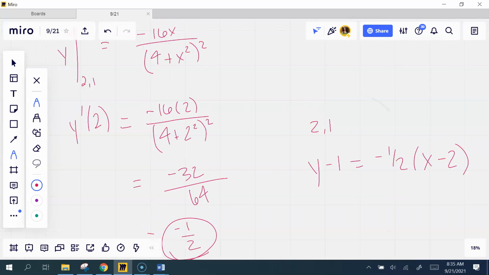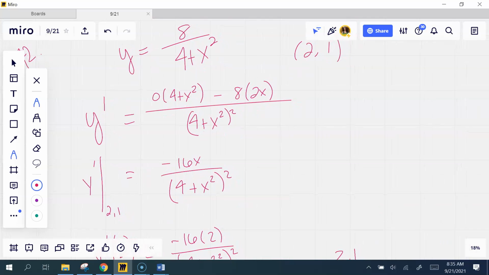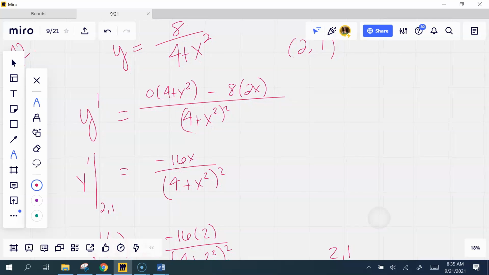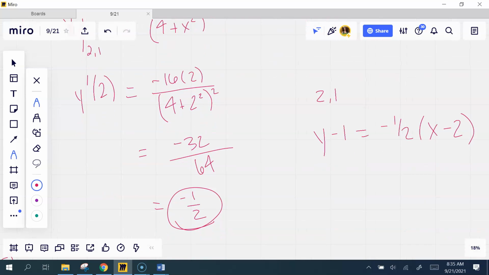Do you plug in the original value after you find the derivative? So you don't have to do the bottom portion of this equation. Like when it's 4 plus x squared, you didn't actually square it. I didn't. I plugged it in before squaring it.